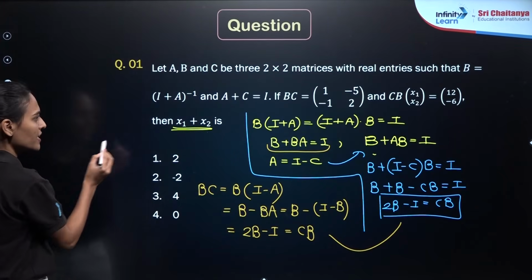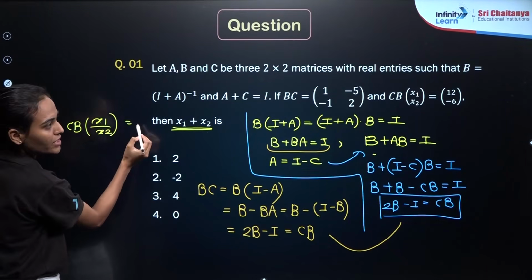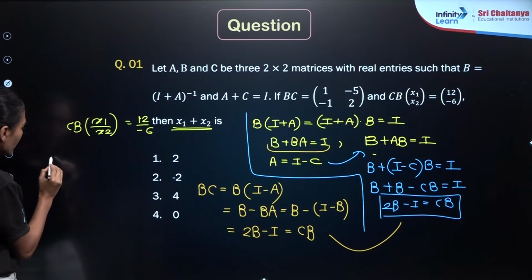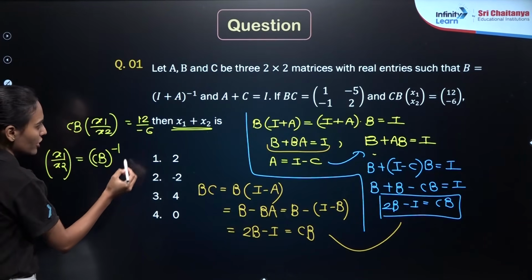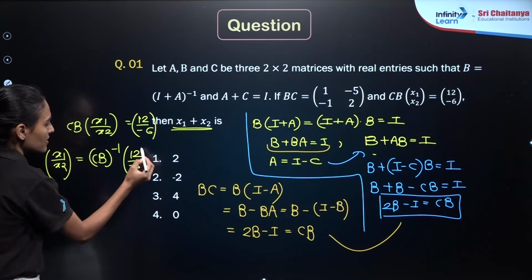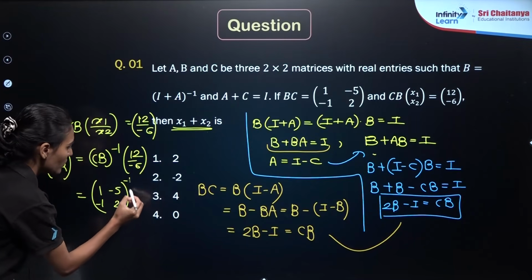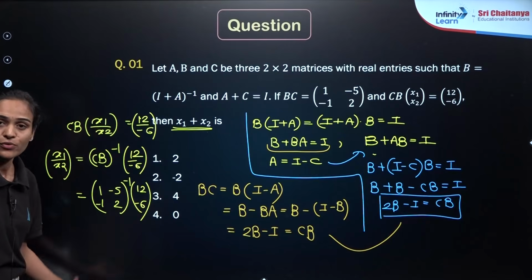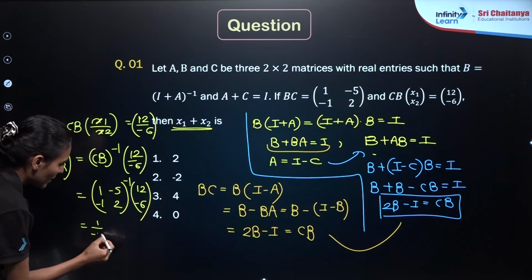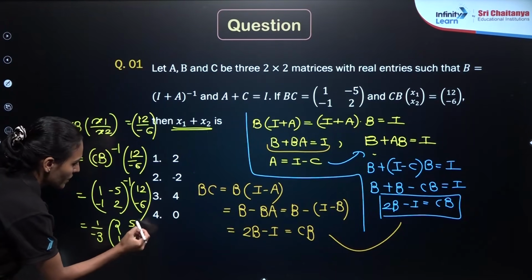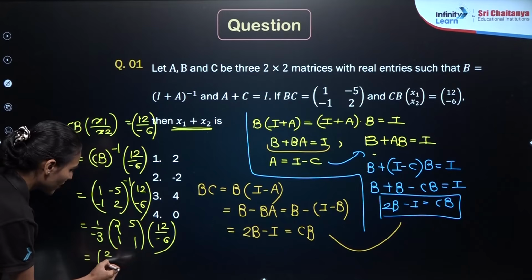So here you need to find what? CB x1 x2 and it is nothing but matrix 12 minus 6. So from here what you will get? If you are finding column matrix x1 x2, then it is nothing but CB inverse into a column matrix 12 minus 6. CB is same as BC. So inverse means this is [1 minus 5; minus 1 2] whole inverse and this is 12 minus 6. And if you calculate this, this is nothing but what? 1 upon determinant. Determinant means 2 minus 5 is minus 3. Swap, change the sign into 12 minus 6. Right? If you multiply, you will get answer to be 2 and minus 2.